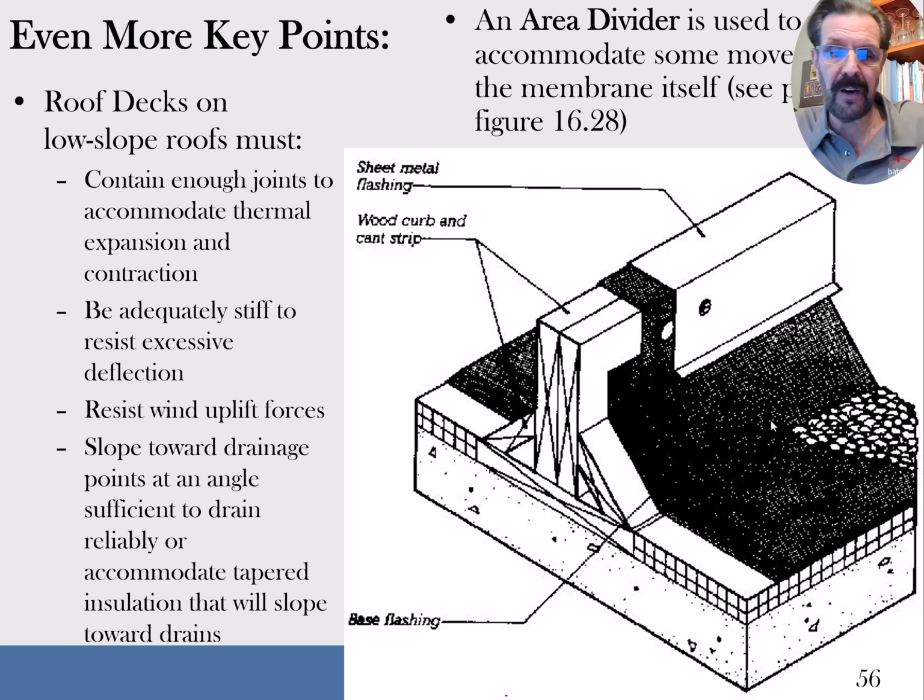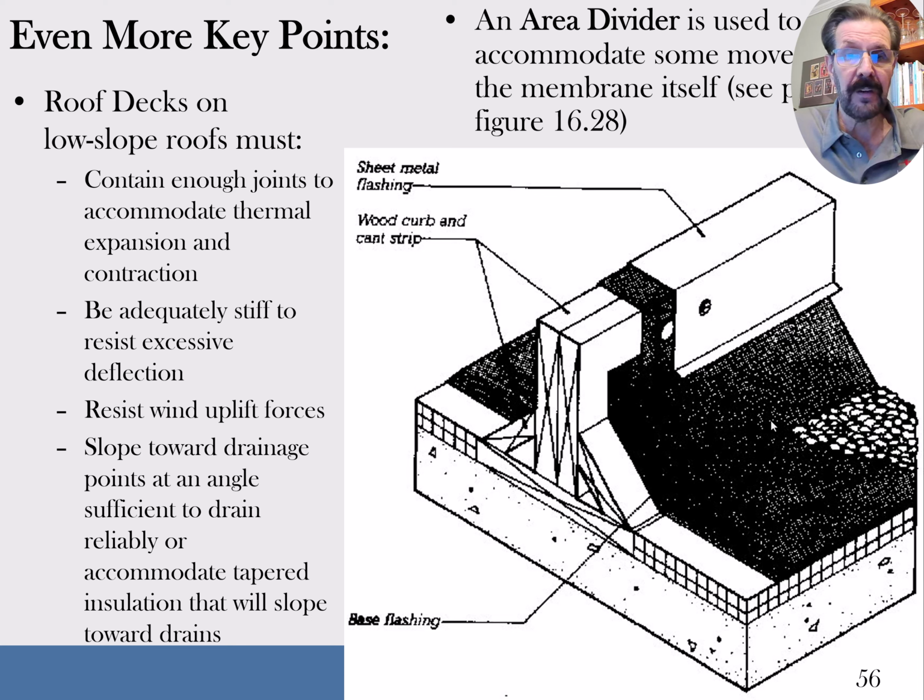And here's an area divider. This can be used like a vent in an inverted roof, where the roofing membrane is on top of the insulation that's on top of the deck, to vent. And the other thing that an area divider can do is accommodate movement.